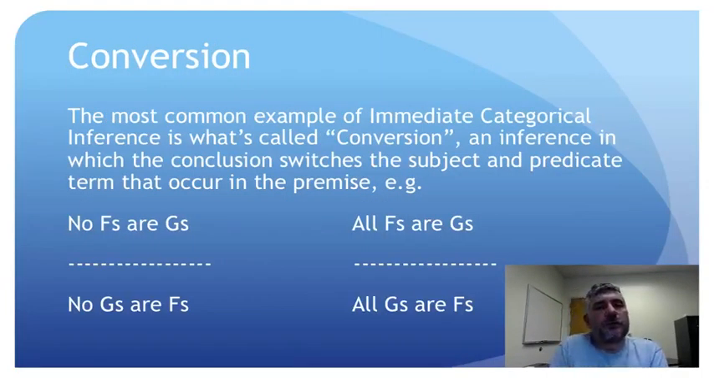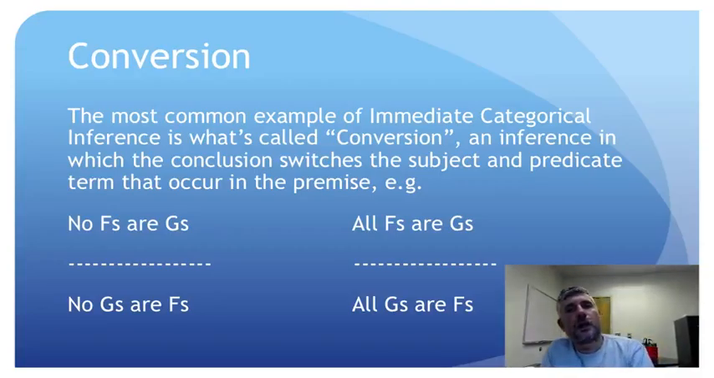What kinds of immediate categorical inferences are there? Well, there are lots, but the most common kind is one that we'll call conversion. A conversion inference is an inference in which the conclusion just switches the subject term and predicate term as they occur in the premise. So if the premise is of the form no F's are G's, let's say no Duke students are NFL football players, then the conclusion would be of the form no G's are F's. No NFL football players are Duke students. That's an example of an immediate categorical inference that's a conversion inference. It converts one E proposition to another E proposition.